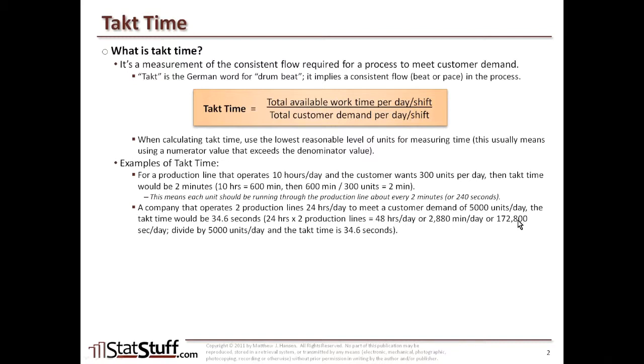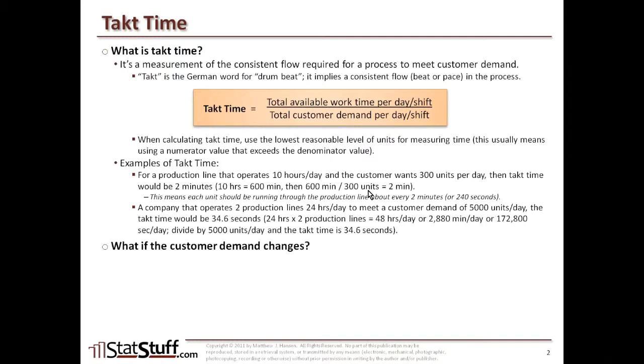The reason why that was calculated to the level of seconds is, again, to get a numerator that's larger than the denominator, which would represent the 5,000. Since minutes is smaller than that, then we drilled down to the seconds level in order to get a much larger numerator. So we divide that by the 5,000 units a day, and that gives us that Takt Time of 34.6 seconds. Again, just like the example above, that would mean we would expect that every 34.6 seconds we would see a unit flowing through each of the production lines.